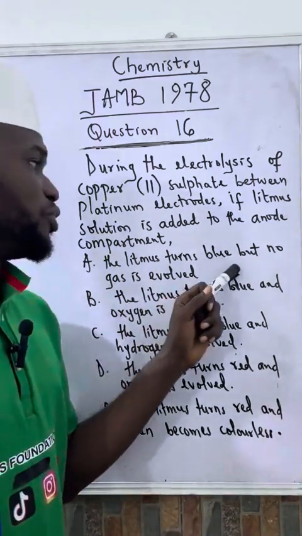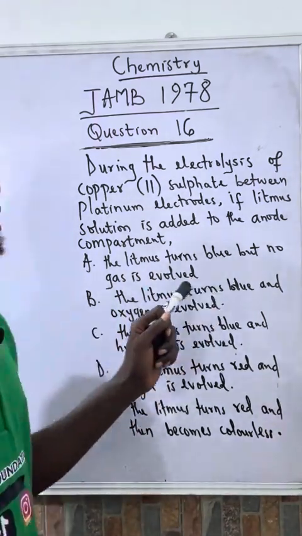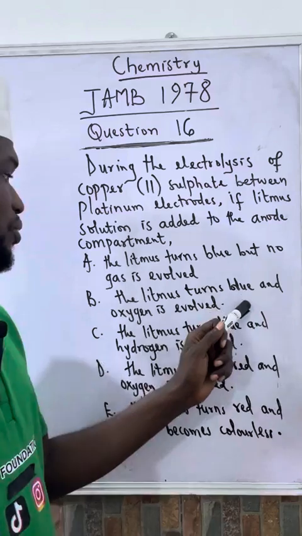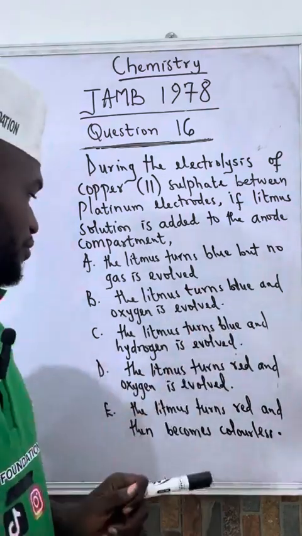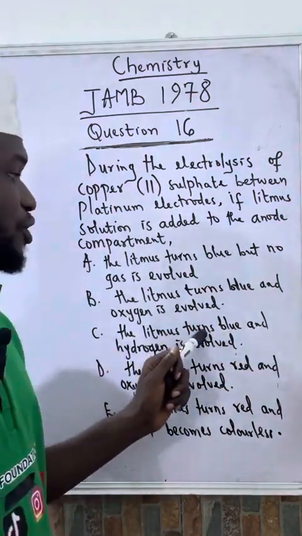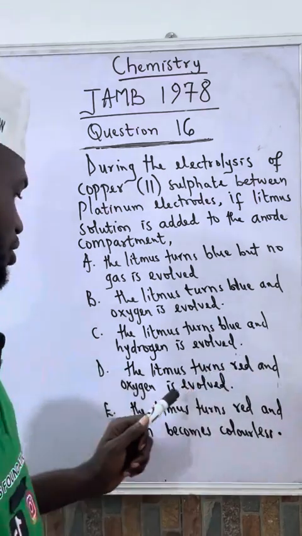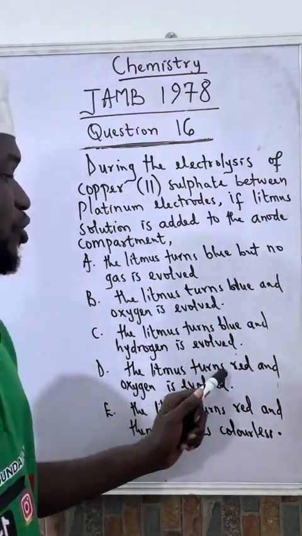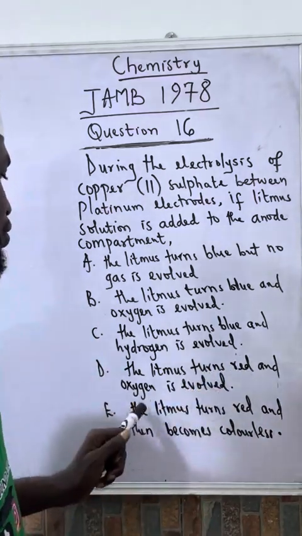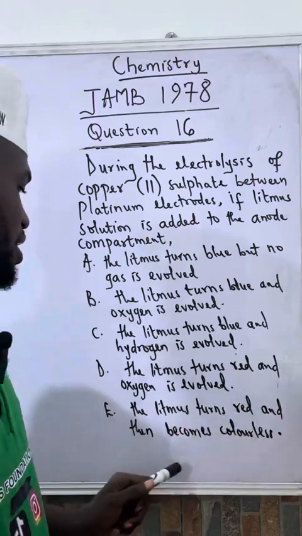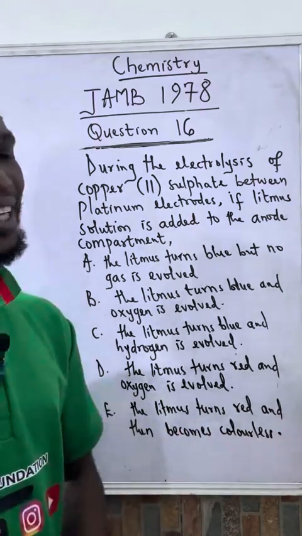A, the litmus turns blue, but no gas is evolved. B, the litmus turns blue and oxygen is evolved. C, the litmus turns blue and hydrogen is evolved. D, the litmus turns red and oxygen is evolved. E, the litmus turns red and then becomes colorless.